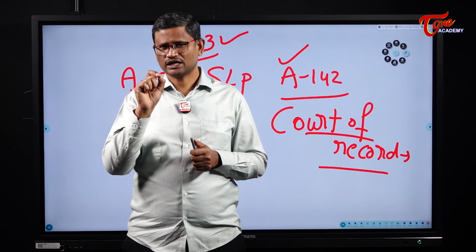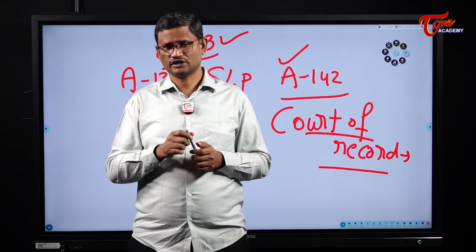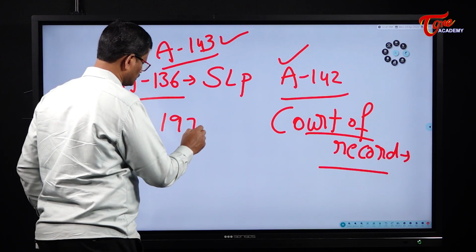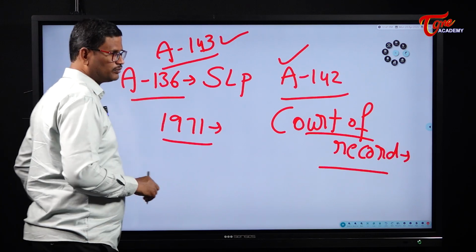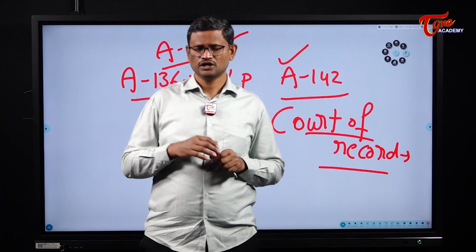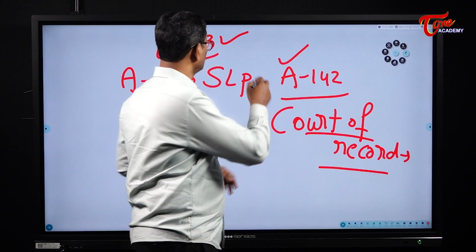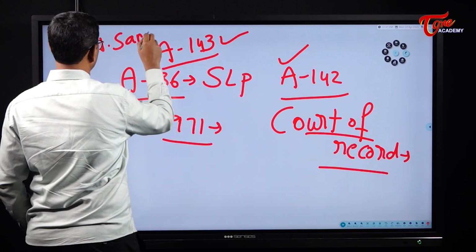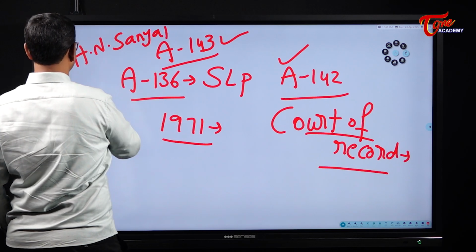So the word contempt is not defined in the Constitution of India, but it was defined in the Contempt of Courts Act 1971. So there was a law made by the Indian Parliament conferring the power of contempt on the Supreme Court and the High Court. This law was made on the recommendations of H.N. Sanyal Committee.